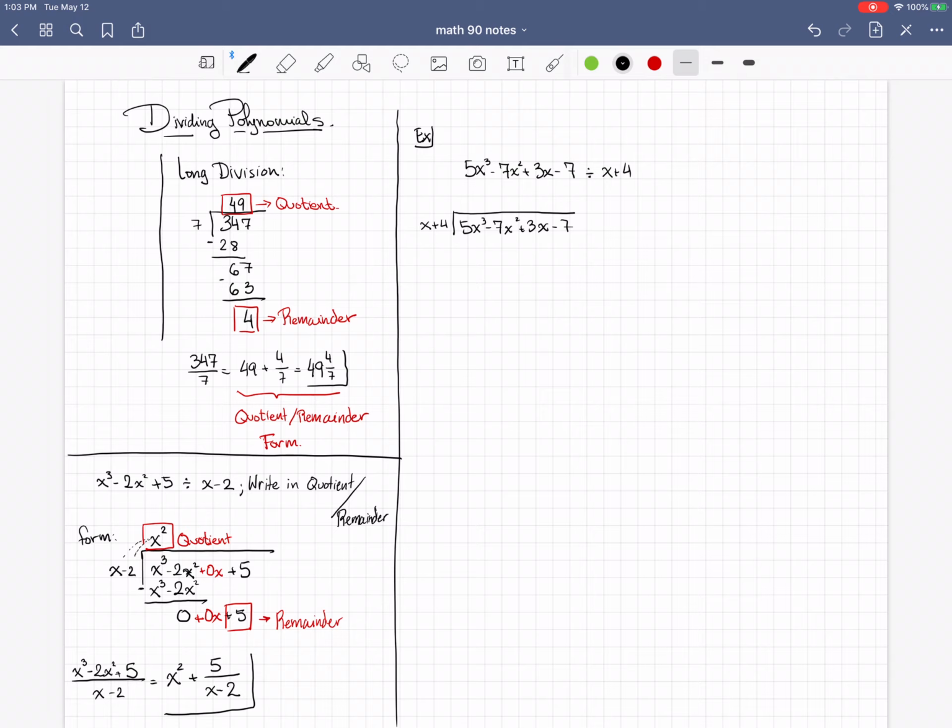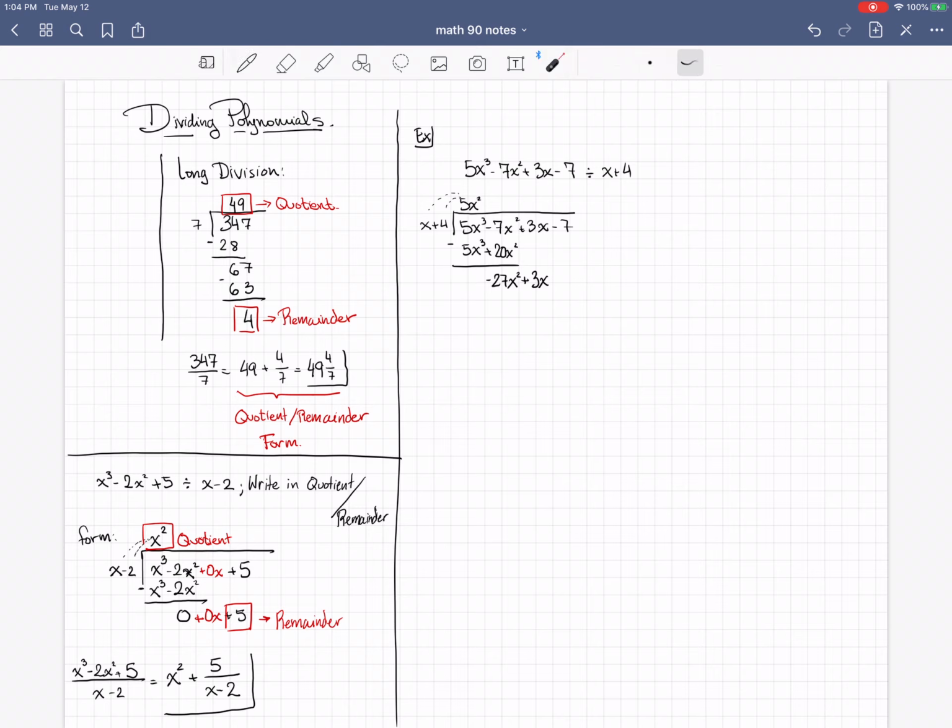Okay, same thing. What would you multiply by x to end up with 5x cubed, right? So we're focusing on those first terms. 5x squared. Now we'll distribute through. So we have 5x cubed plus 20x squared. And now we're going to subtract. Of course, by design, the 5x cubes cancel. So we have negative 7x squared minus 20x squared, which is negative 27x squared. Bring down the 3x. So we bring down one term at a time.